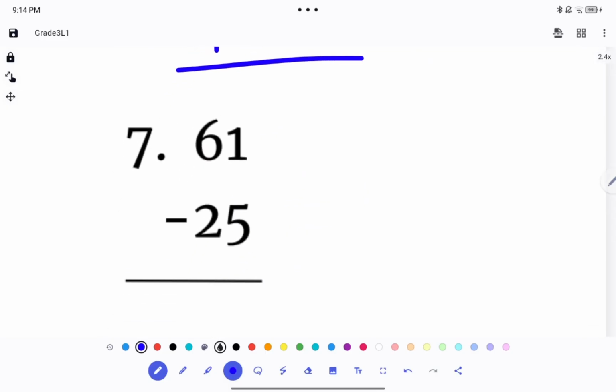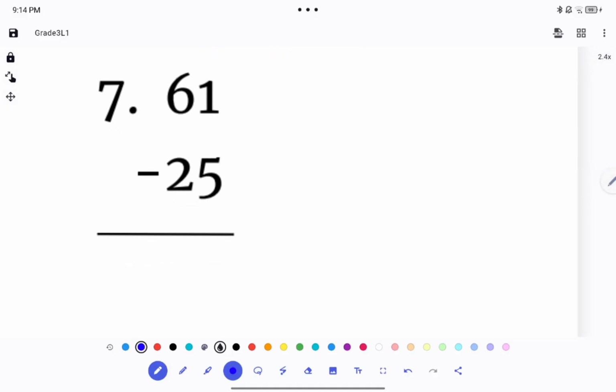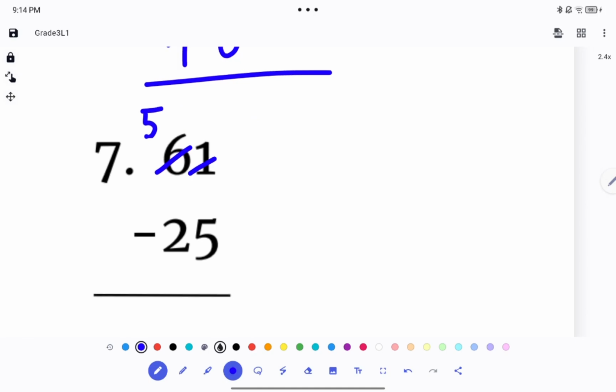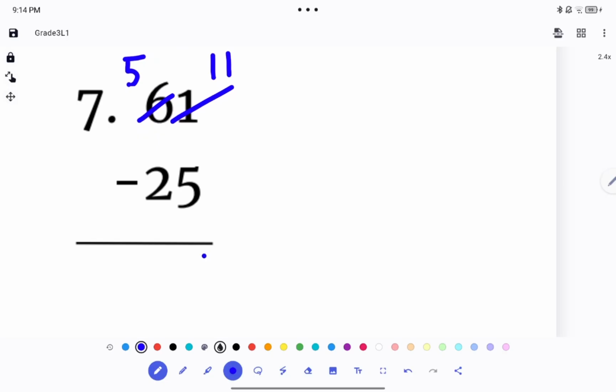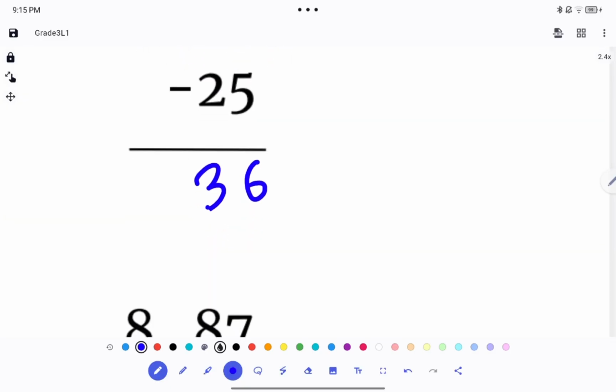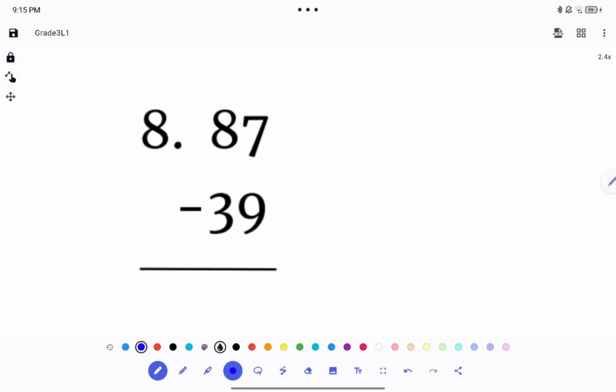Number 7, we have 61 minus 25. So, again, 5 is too big for 1, so we take out a 10 from the tens place and make it a 5, then add 10 to 1, which makes it 11. Then we get 11 minus 5, which is 6. Then we get 5 minus 2, which is 3. Then we get 36.